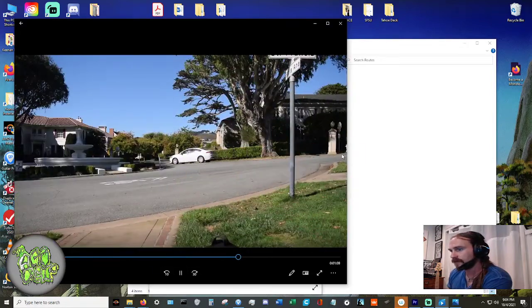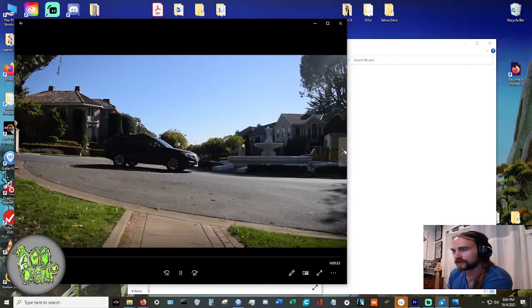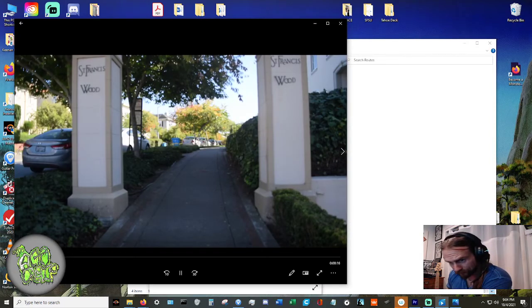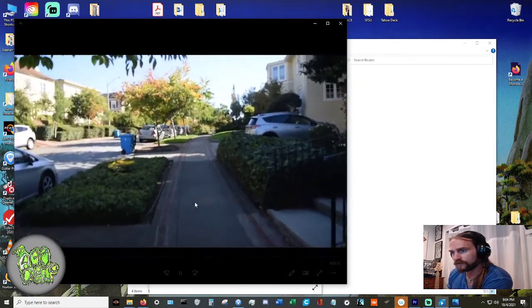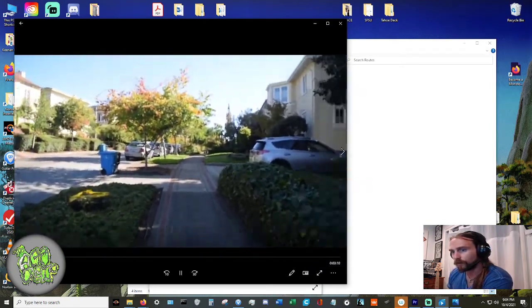That's me trying to analyze the intersection, basically. Okay. So here's the far end of St. Francis Woods. I think I was just setting up the clip. Here we go. So I'm walking again.